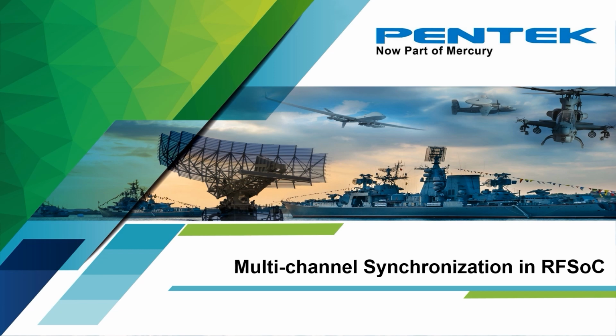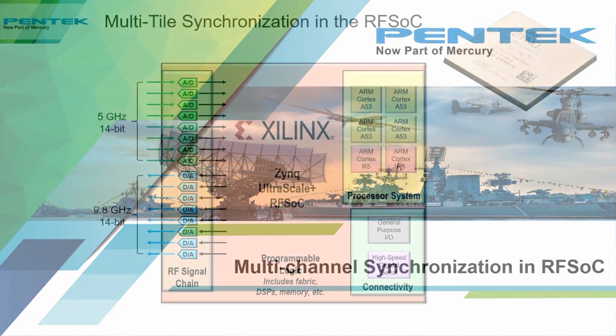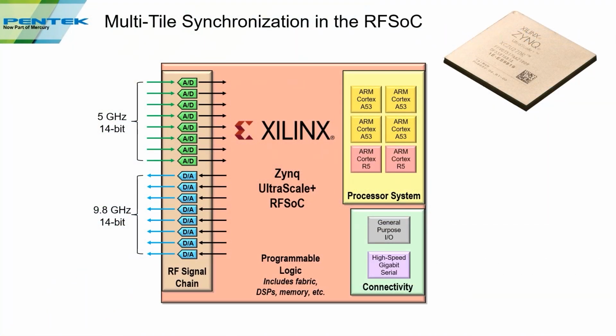Within the RFSoC architecture is something called multitile synchronization, and that's what I want to show in a little more detail. So I've used this image in the previous seminars, and on it you can clearly see the processor subsystem, the ARM processors, general purpose and high-speed connectivity, the resources that you'd expect to find in an FPGA, the fabric, the DSP slices, the memory, and of course this highlights the RF signal chain, which are the A to Ds and the D to As.